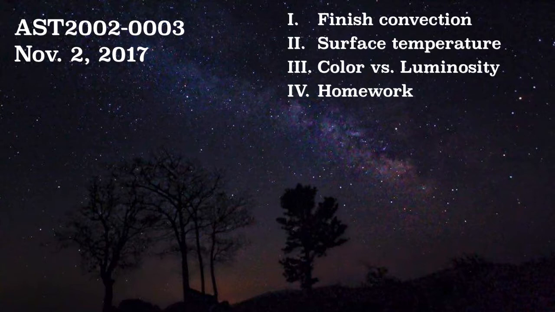Let's get rolling. We're going to be talking about surface temperature today and how an astronomer measures the temperature of the surface of a star possibly millions of light years distant. And the way that we do it is by looking at the color of the star. So, for instance, Betelgeuse is red.